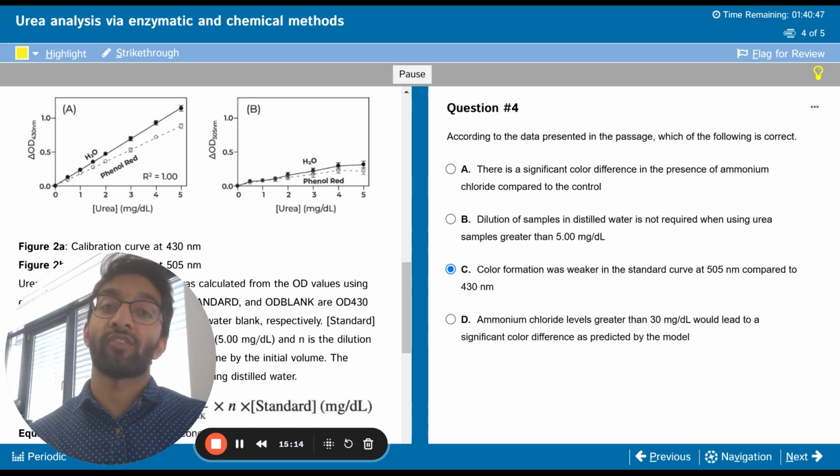And that's all you need to answer this question, because just by the feel, the gist of these figures, you can see that with A, the slope is bigger, and that probably suggests that the color formation was stronger than in B, and B has the weaker one.